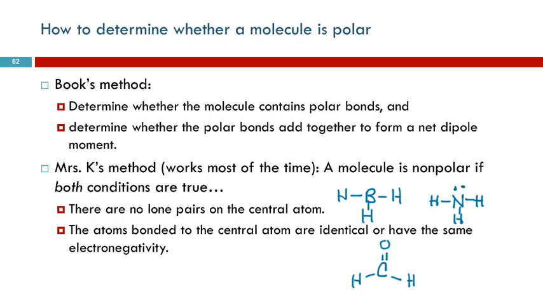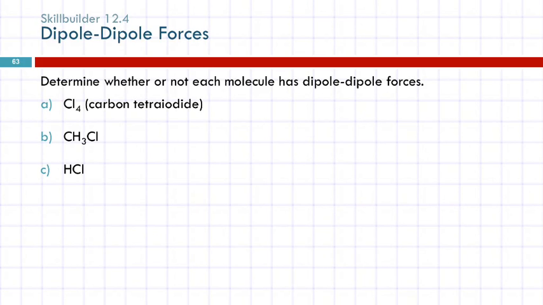So on page 1 of the worksheet, it asks us to name the major intermolecular force, the strongest one. So do we need to make a Lewis dot structure for each to find that out? Well, you'll need to know if the molecule's polar or not. You may need a Lewis structure. So determine whether or not each of these molecules has dipole-dipole forces.